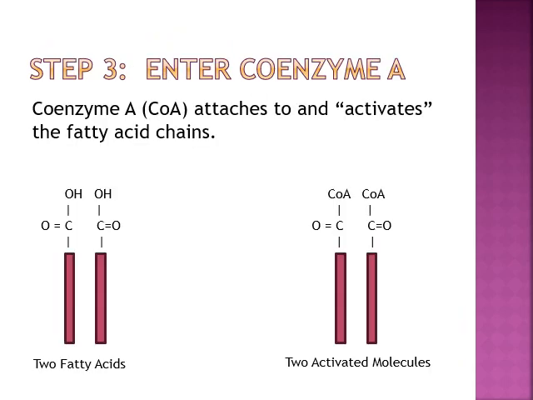Step 3, coenzyme A comes in. Coenzyme A is an important enzyme that does a whole bunch of things in the cell, one of which is to help build phospholipids. It's going to attach to and activate the fatty acid chains. So we've got our fatty acid chains, the coenzyme A is going to come in, bind, and make them ready to bind to other things.